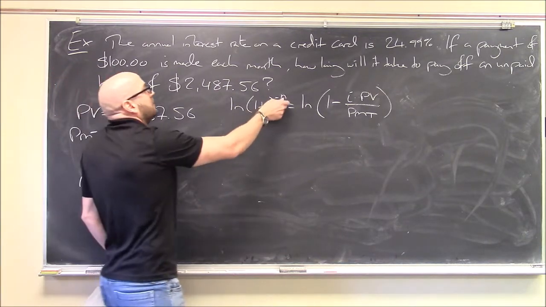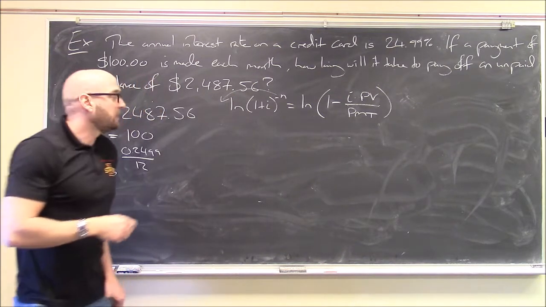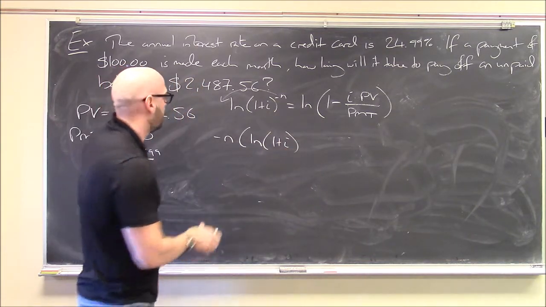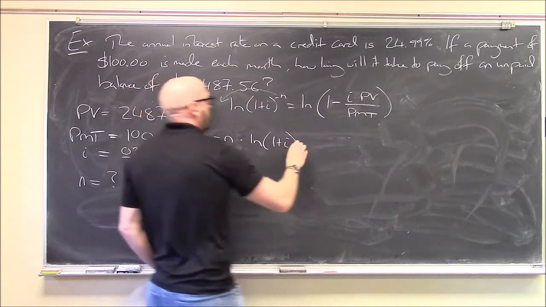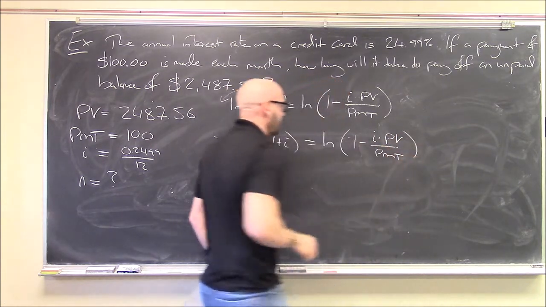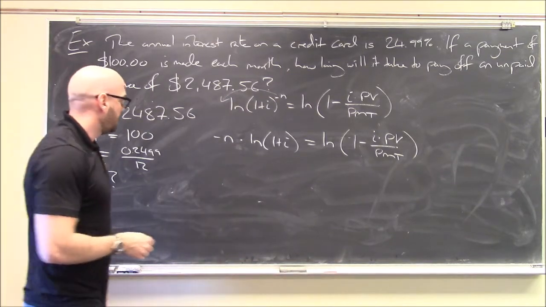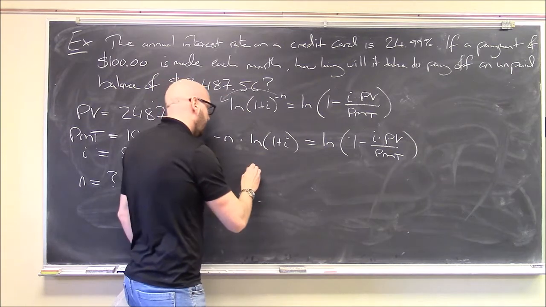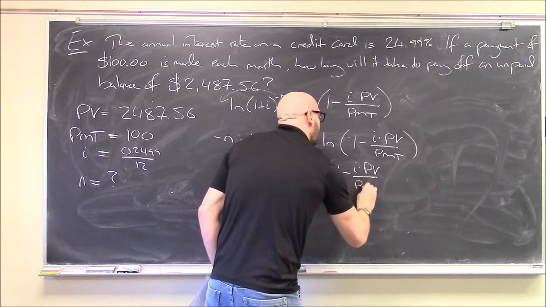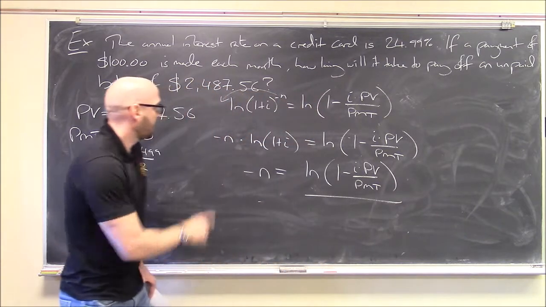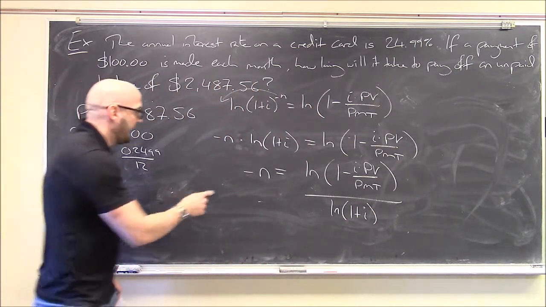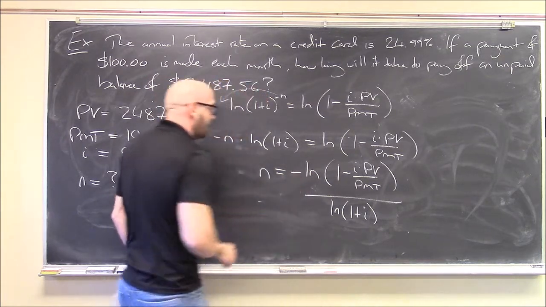Why did we do this? Well, because we want to get this minus n out of the exponent, and that's what logs do for us. This comes out front, so I've got minus n times ln(1 plus I) is equal to ln of (1 minus I times PV over PMT). So if I want to solve for n, what do I want to do? Let's divide both sides by this thing. So minus n is equal to ln of (1 minus I times PV over PMT) divided by ln of (1 plus I). And if I want n, now I just have to multiply both sides by minus 1, right?